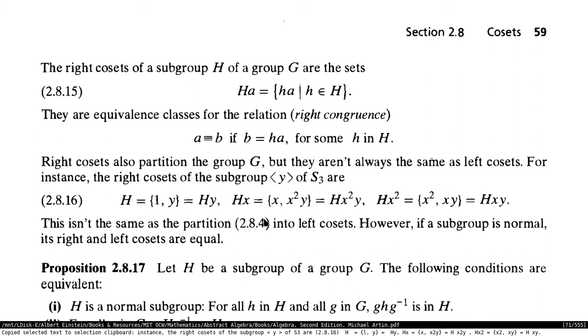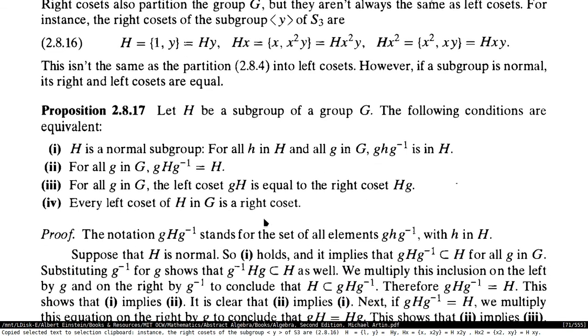But if your subgroup is normal, if you remember the normal subgroups, then you're going to have the right cosets and the left cosets exactly the same. So there, the concept of coset becomes general.